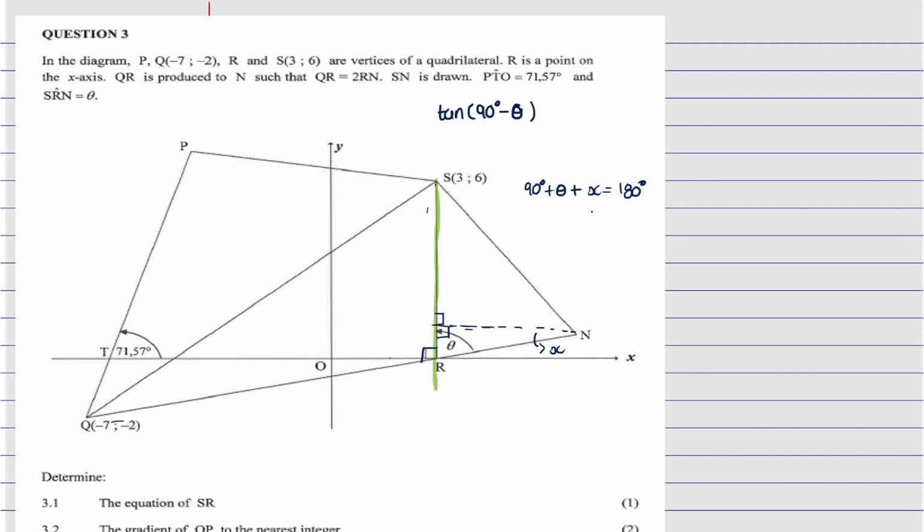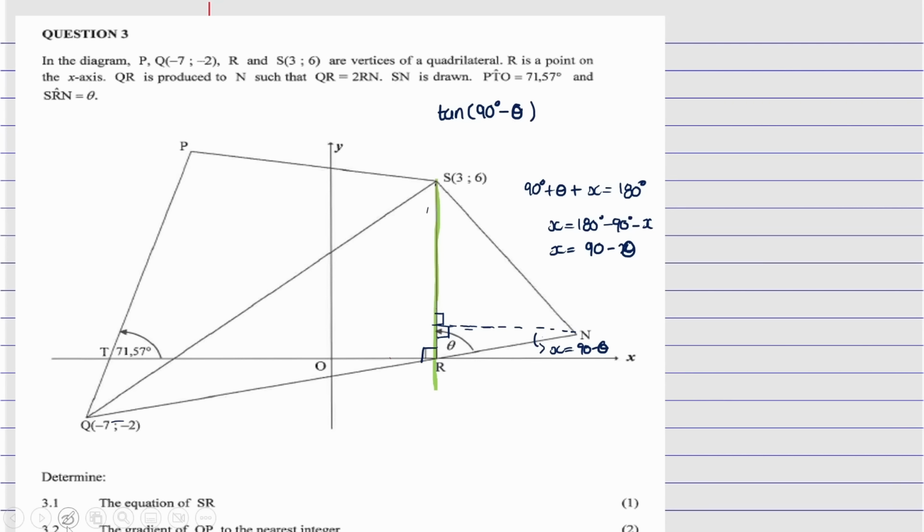So now we want to make x the subject. So x is equal to 180 minus 90 minus theta, right? So x is going to be equal to 90 minus theta, that's what I mean. So this is going to be the same as 90 minus theta. Do you see where that 90 minus theta comes from? It comes from here.